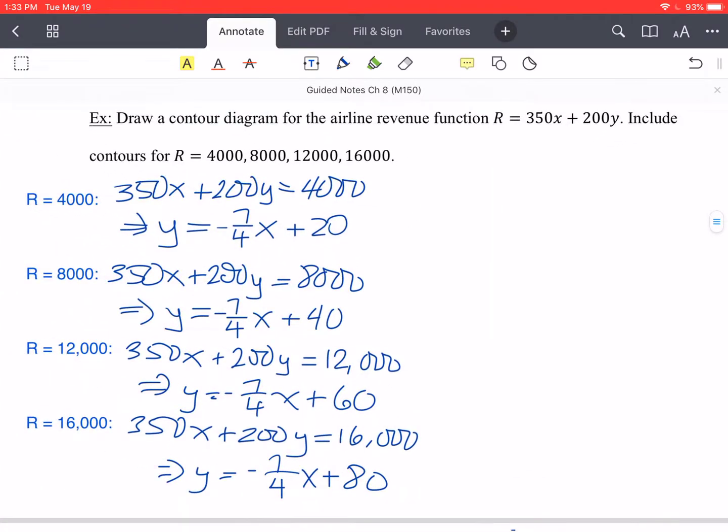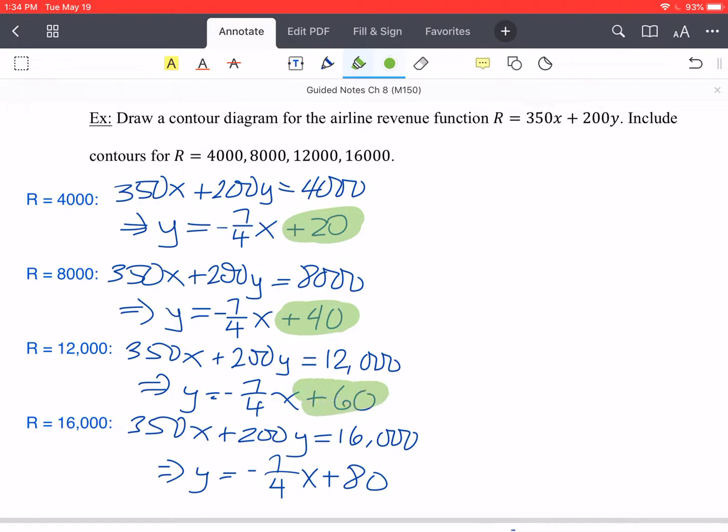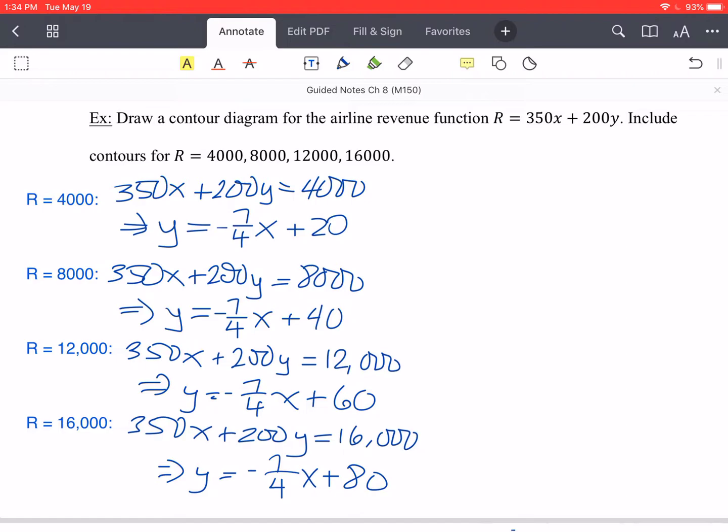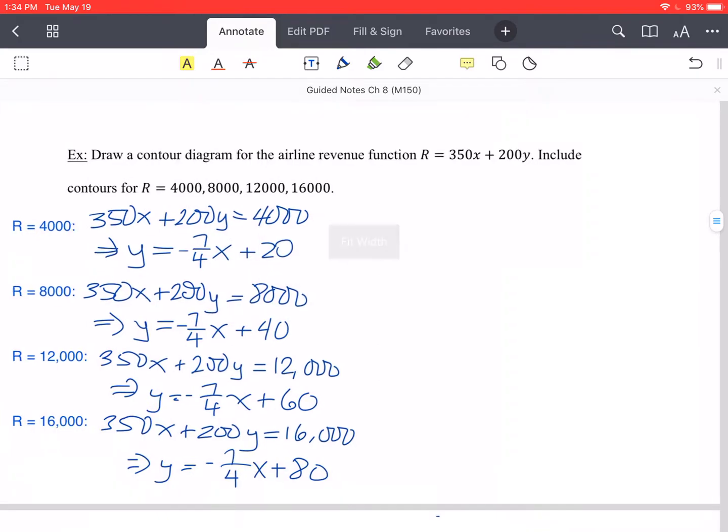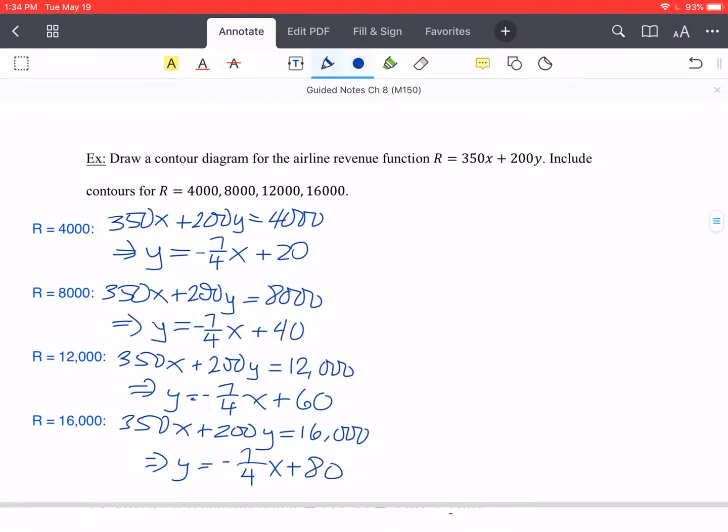So notice that this is the equation of a line, right? y equals mx plus b. The slope of each of these lines is the same, negative 7/4. That's because it's based on the 350 and the 200, so that's not going to change. The only value that's changing here is the y-intercept, 20, 40, 60, 80, which increases as the value of r increases. So we're going to get lines that are parallel because they have the same slope and just have different y-intercepts.